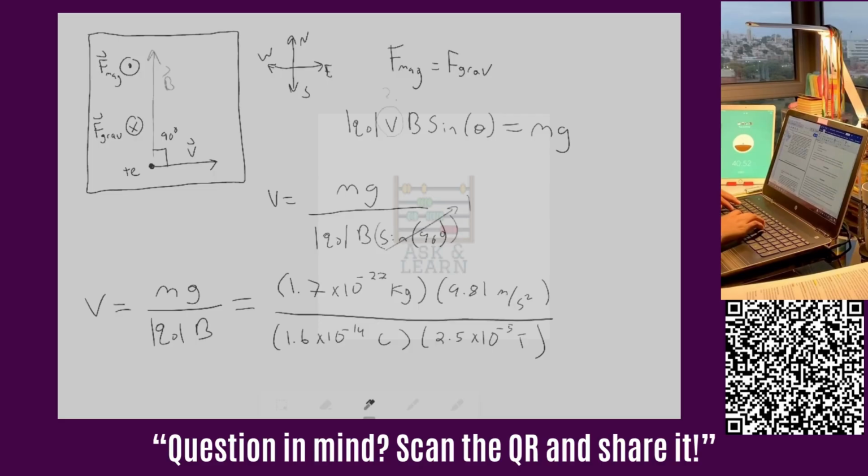When we multiply all this and divide all this out, we see that the speed of this proton is about 0.0041 meters per second, which is the same as 4.1 times 10 to the negative 3 meters per second, which is our answer.